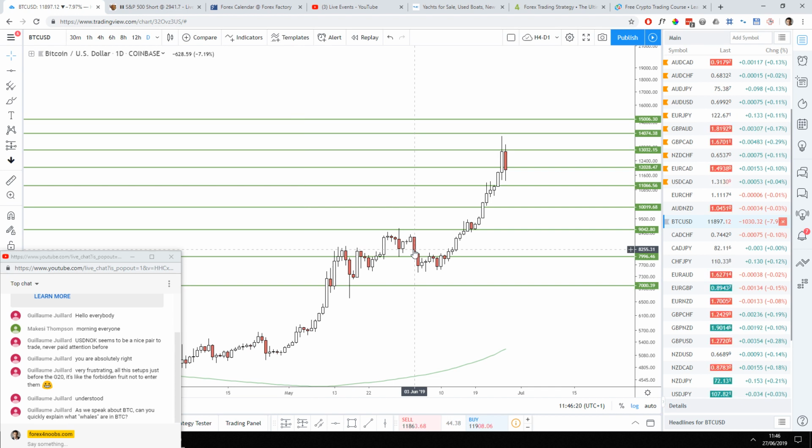As we speak about BTC, can you quickly explain what whales are in BTC? Whales are basically like the banks and hedge funds in Forex. They're the big traders, the ones that have lots of money, the ones that have a huge influence over the market. That's what whales are in the sense of BTC. They're not banks or hedge funds. They're influencers in the market.